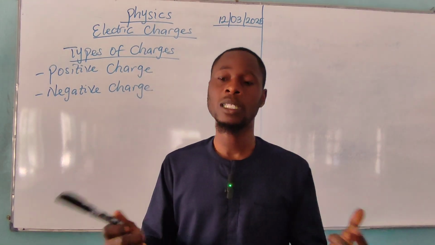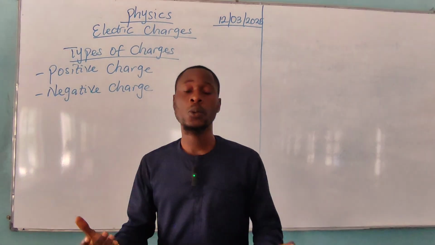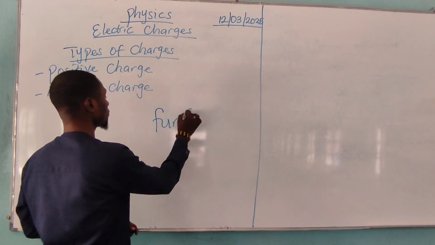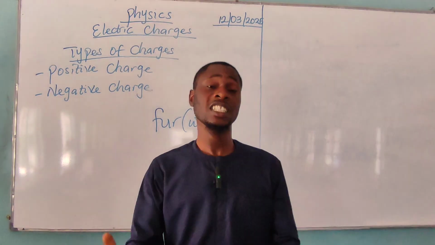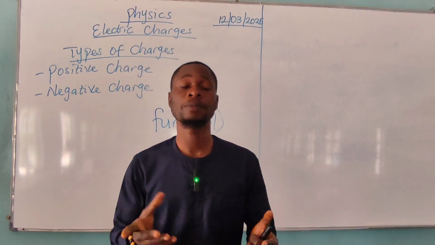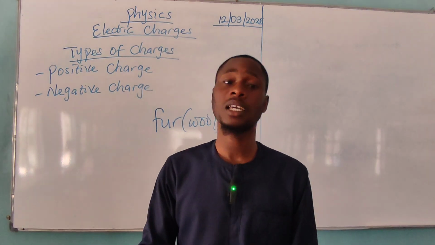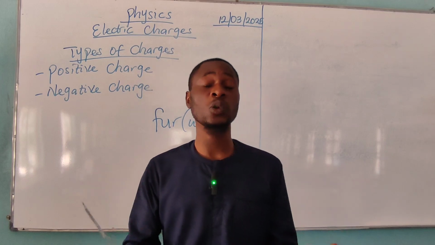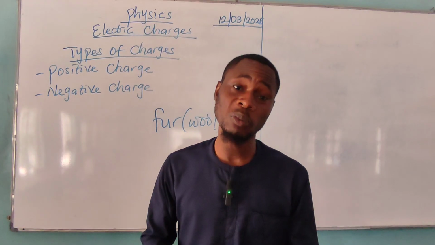Now, similarly, for us to produce a negative charge, we obtain an ebonite rod and a fur, or a woolly material. Of course, we know what fur is: any material made from animal skin that has more hair on its surface. Now, when you rub an ebonite rod or a plastic rod on a fur material, the ebonite rod or the plastic rod will be found to be negatively charged, whereas the fur material will be found to be positively charged.